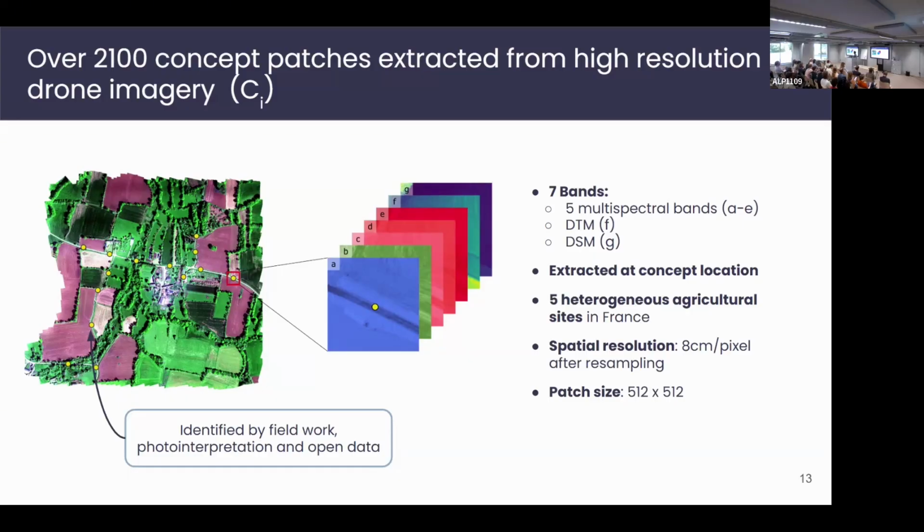So to extract our patches, we have identified the localization of this concept either by field work, for instance, for water elements. This is very difficult to do by photo interpretation. We also use photo interpretation, and we used open data, and we extracted patches that are centered on the concept location. For the random patches, we sampled an X, we sampled a Y, and we extracted the patches. So among the random patches, we could have, for instance, a road, but this will not be the majority of the random patches.